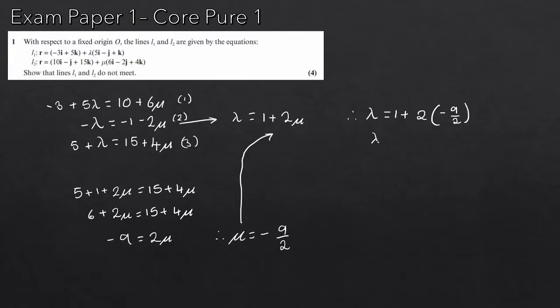So therefore, lambda will be equal to 1 plus 2 lots of minus 9 over 2, which will just cancel to give me minus 9. So that'd be 1 minus 9, and 1 minus 9 just gives me minus 8. So, lambda equals minus 8, mu equals minus 9 over 2.